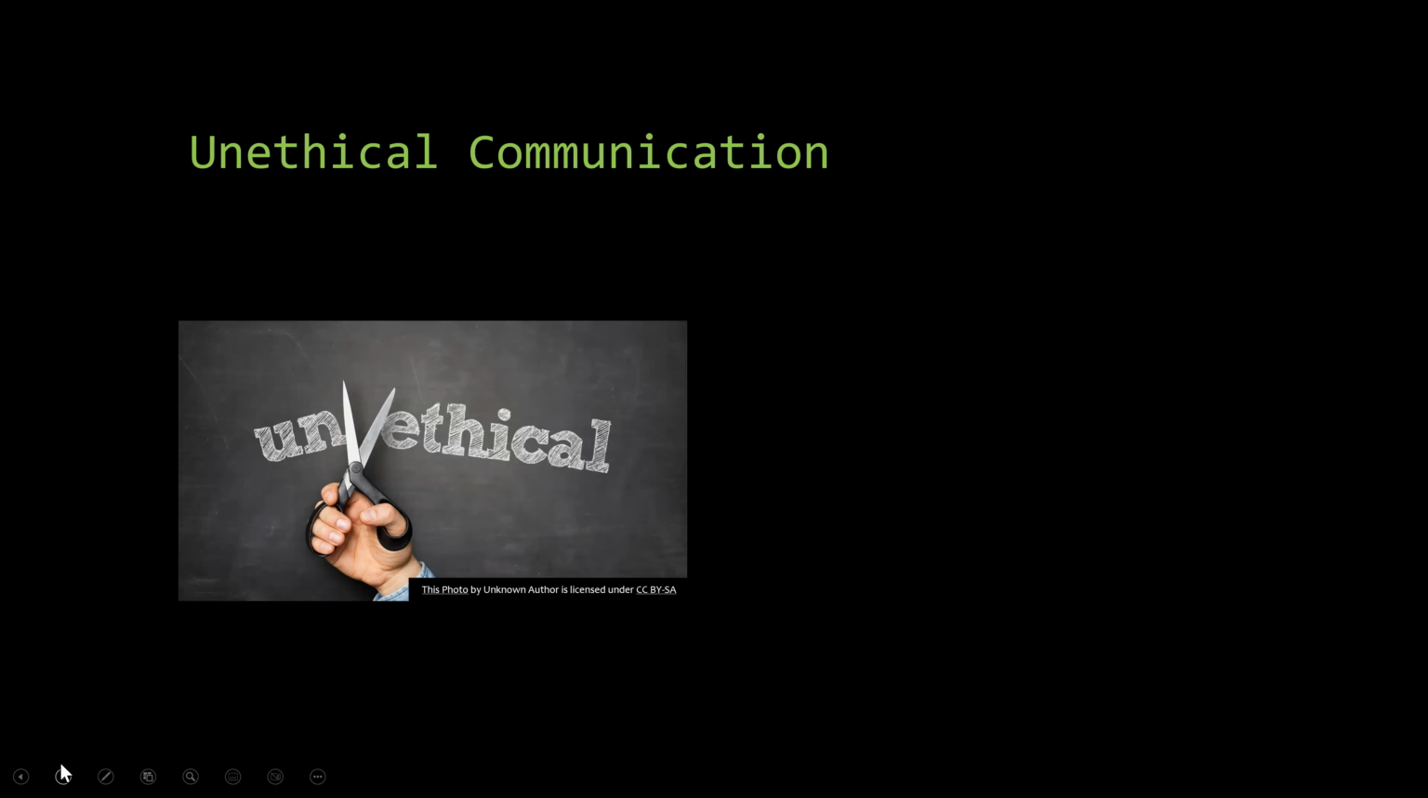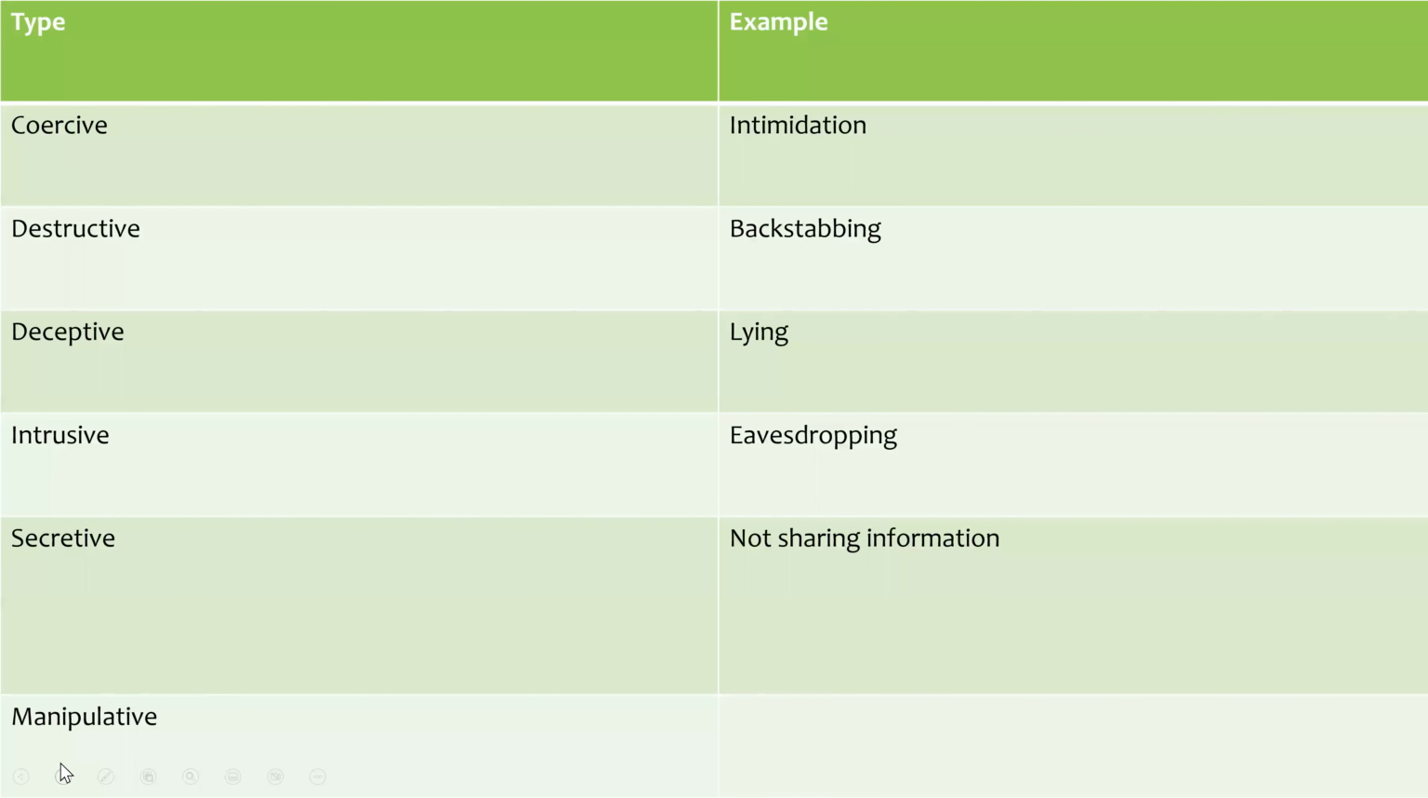So now in unethical communication, we're going to talk about different forms of that. So now one is coercive. Coercive is when you're trying to intimidate someone. So we're considering that not the best way to have a really good relationship. Intimidating, bullying someone is not good.